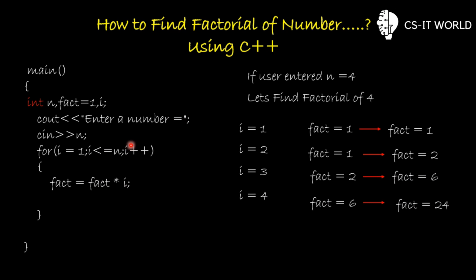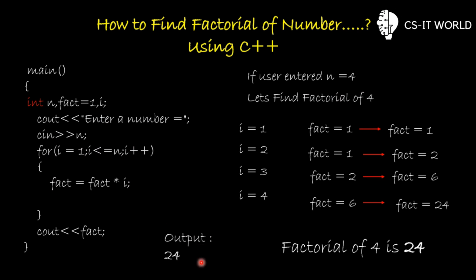Now again i will get incremented. So latest value of i is 4, and by incrementing 1 it is 5, but here the condition will get false because 5 is not equal to 4, and 5 is not less than 4. That's why this condition will get false, and factorial of number 4 is 24, and it will print the output as 24. We print the factorial out of the loop, just because we don't want to print it inside the loop. That's why we have printed this out of the loop.